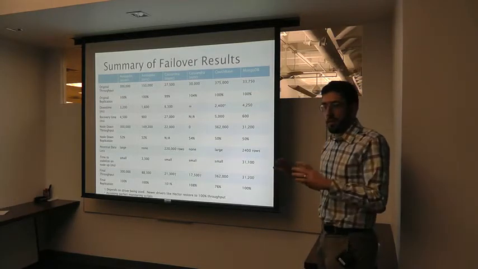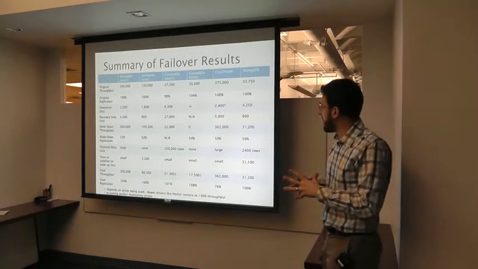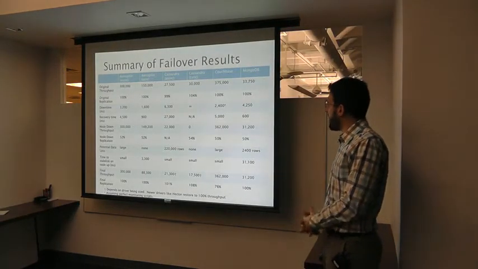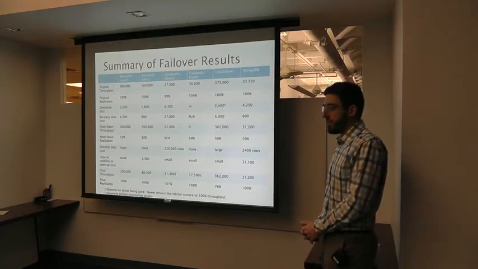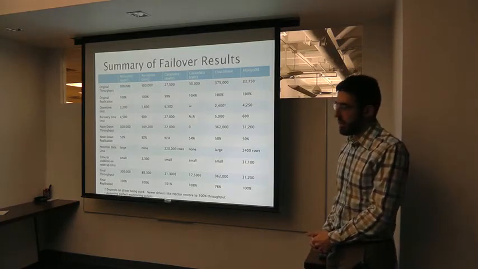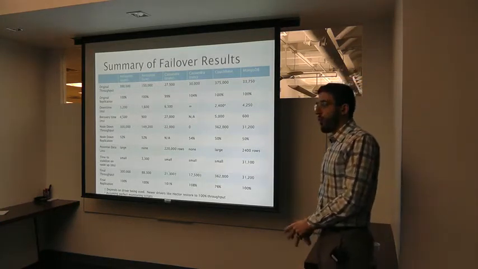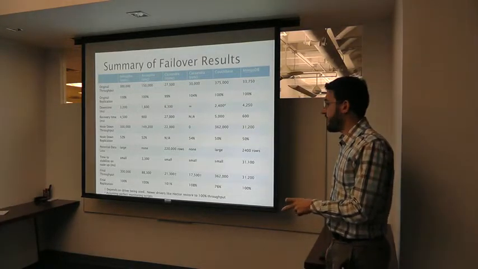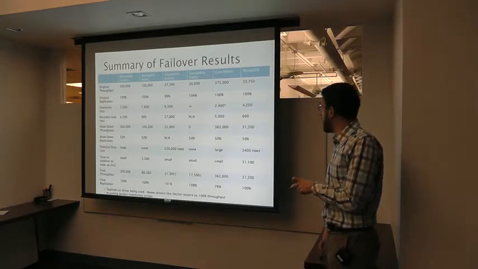I'm trying to think about it. So let me repeat the question, because I didn't repeat the question. The question is, should Aerospike and Cassandra be your databases of choice if you're targeting reliability? Of these four, those two are designed explicitly for that case. So that is a natural setting for them.